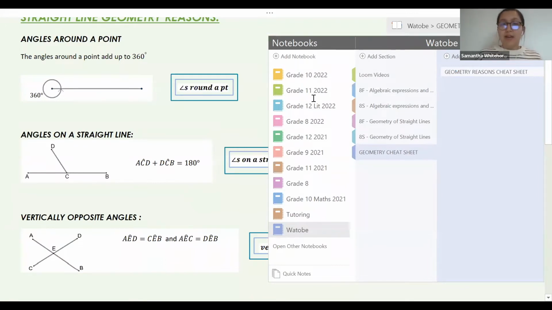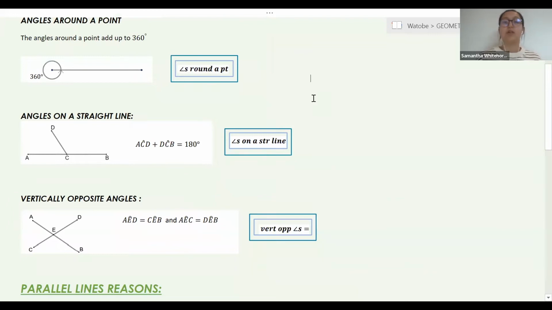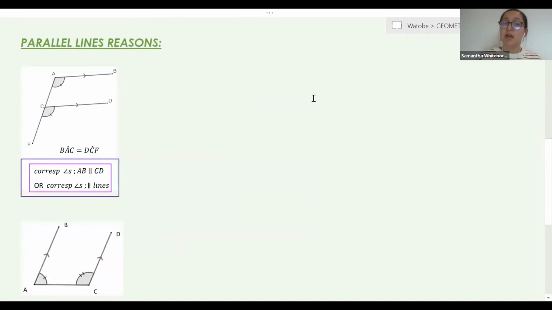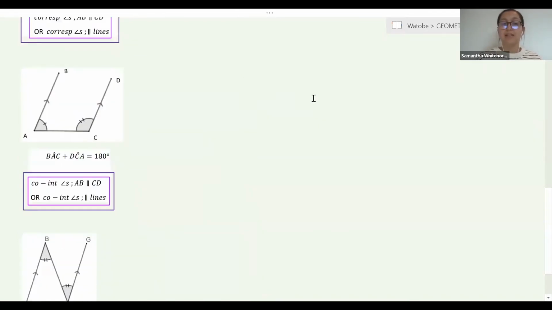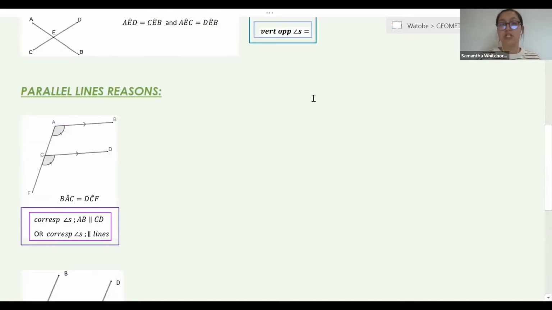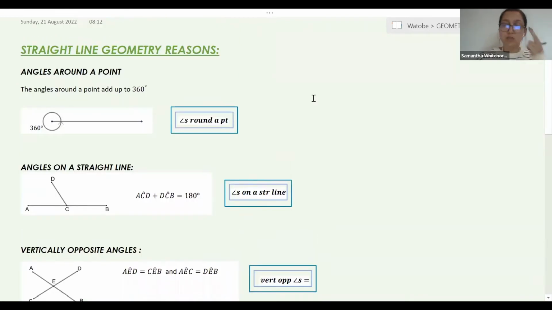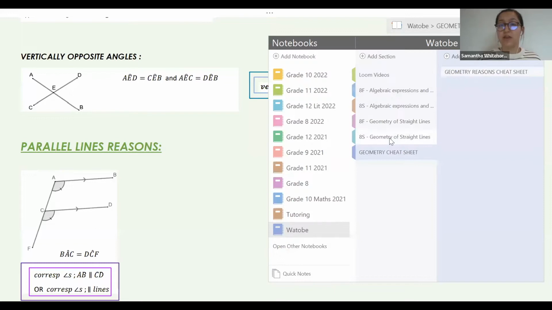We have done angles around a point. We've spoken about angles on a straight line. We've spoken about vertically opposite angles. And we've spoken about all of our parallel line reasons, so corresponding angles, co-interior angles, as well as alternate angles. This is my geometry cheat sheet, which I said might be useful for you guys to make as well. Those are essentially the 6 reasons we've learned, and you can use any of these 6 reasons in answering any of the questions we have here today.